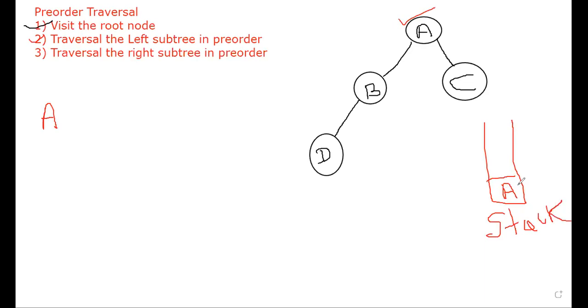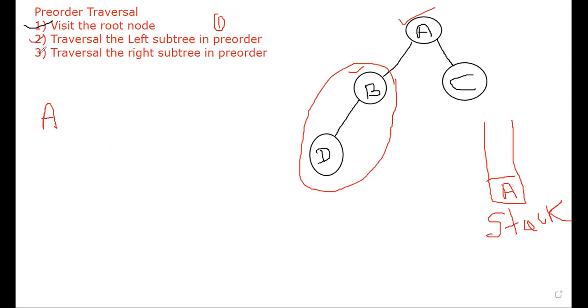Because we have not visited its right subtree. We want to know for which node we want to visit the right subtree. So A is there, then B comes here. So this is your entire left subtree. So we can again go for the first step.